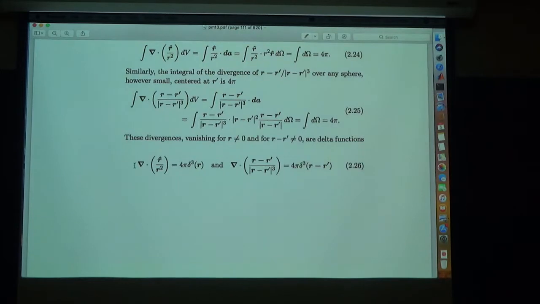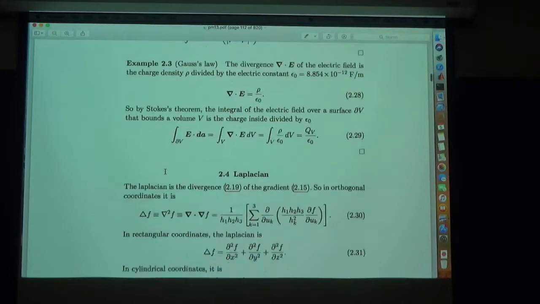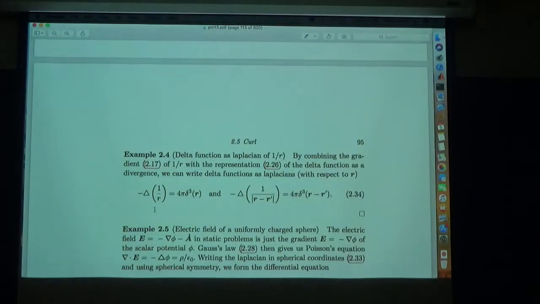Okay, so in the simplest case, the divergence of r hat over r squared, that's a delta function. And if we go here, r hat over r cubed was the gradient of 1 over r. So you combine the gradient with the divergence, you get the Laplacian, and you get this delta function. So minus Laplacian of 1 over r is 4 pi times the three-dimensional delta function. And similarly, minus the Laplacian of 1 over |r minus r prime| is 4 pi times the three-dimensional delta function of r minus r prime.